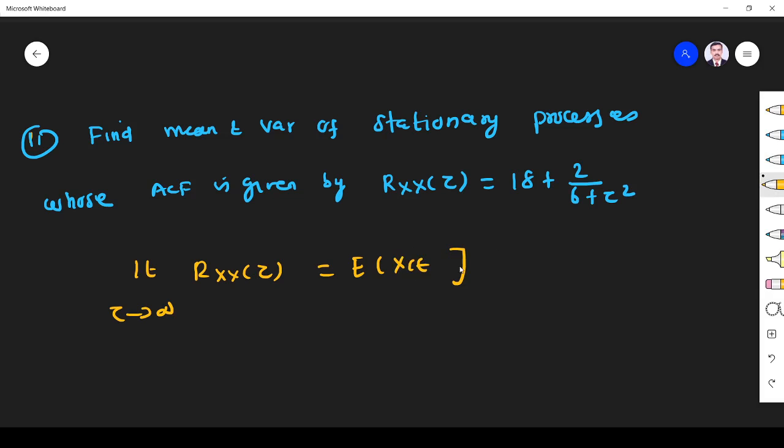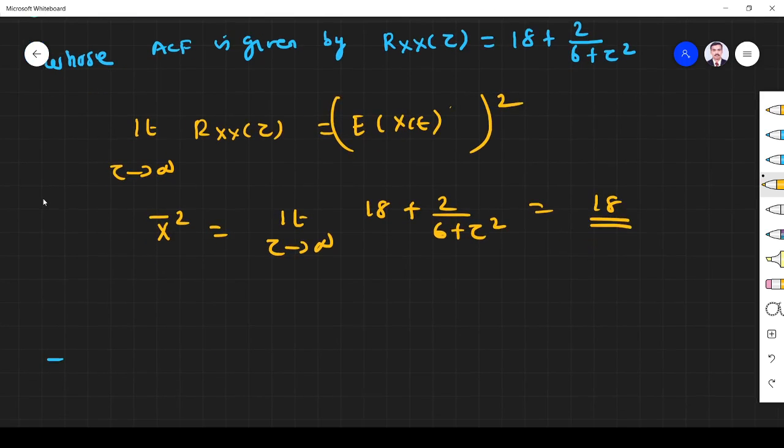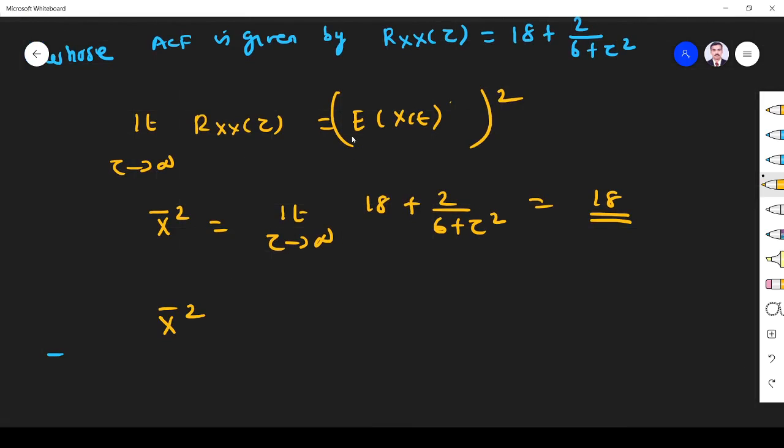Fine. So I find E of x t whole square. E of x t is nothing but mean. So mean squared is given by limit tau tends to infinity of Rxx of tau, which is 18 plus 2 divided by tau squared. So as tau goes to infinity, the second term will become 0. What I get is 18. So x bar square is 18, which means x bar is root 18, root of 9 times 2, so 3 root 2, right?